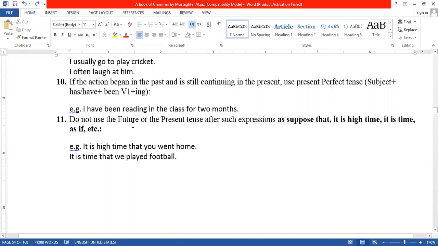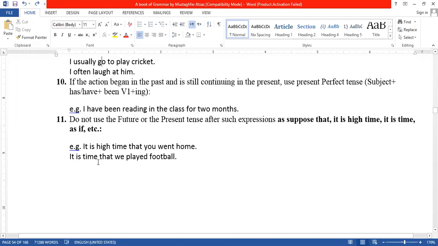So yes, we followed the rule, because the rule says that we cannot use future or present. So if we can't use future, we can't use present, we are left with only one choice, that is past. So we do use past simple here. Any past form that you feel is suitable can be correct.